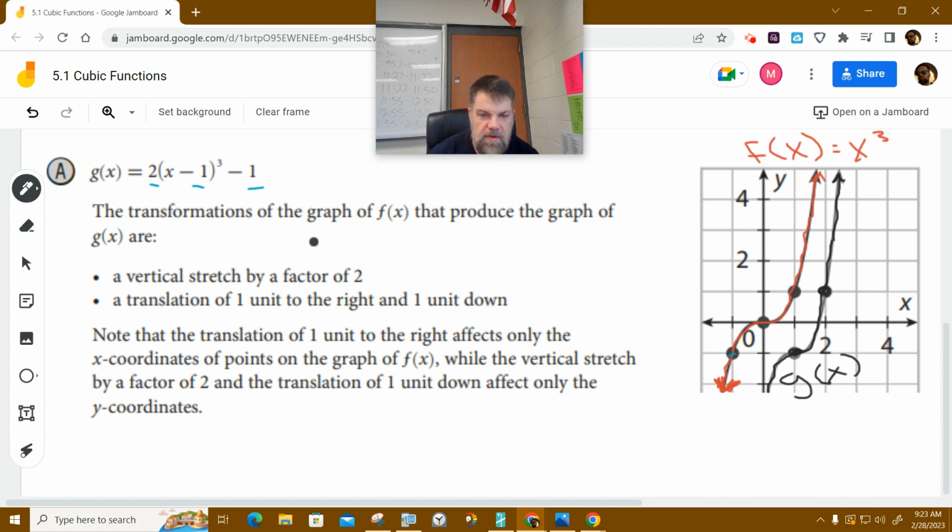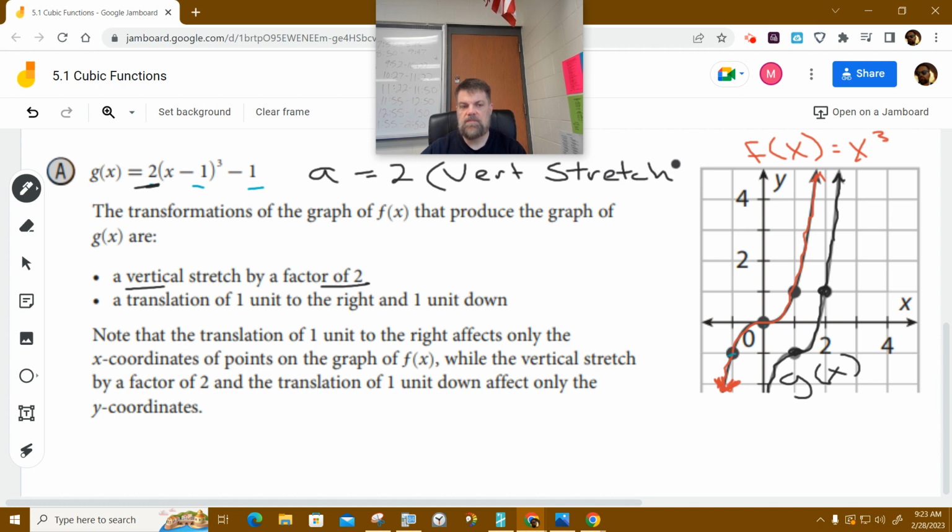It says the transformations of the graph f of x to produce the graph g of x are a vertical stretch by a factor of 2. Well, we knew that, right? A equals 2. That means that it is a vertical stretch. By the way, that isn't any different than all the other translations, right? And then we have a translation, 1 unit to the right and 1 unit down.